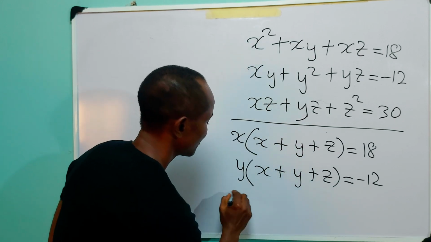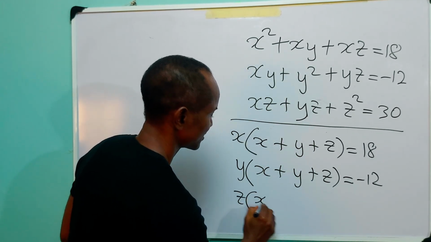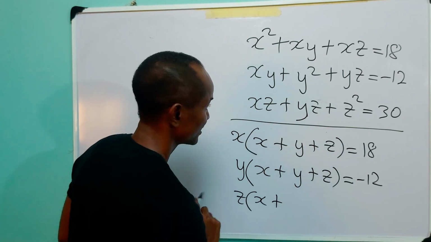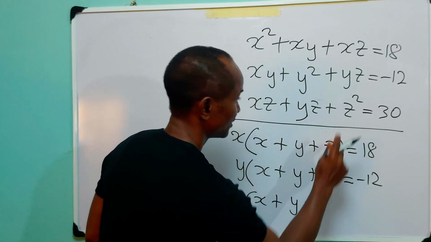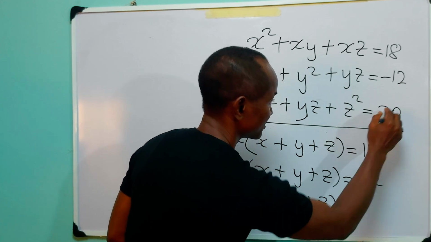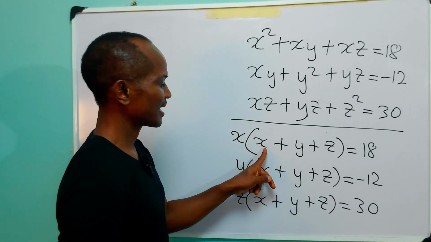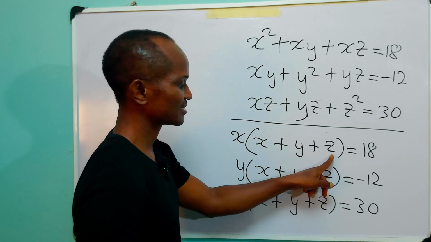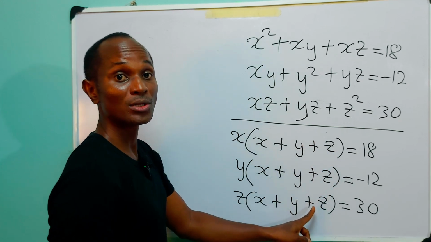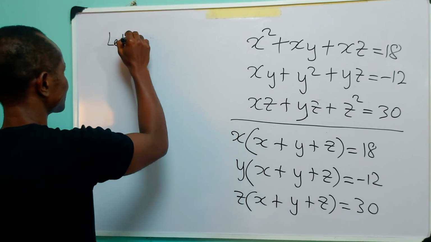In the third line, we have z. This divided by z is x. This divided by z is y. And this divided by z is z. And this is equal to 30. Now we can see that x plus y plus z runs across all three equations. So let us do a substitution.